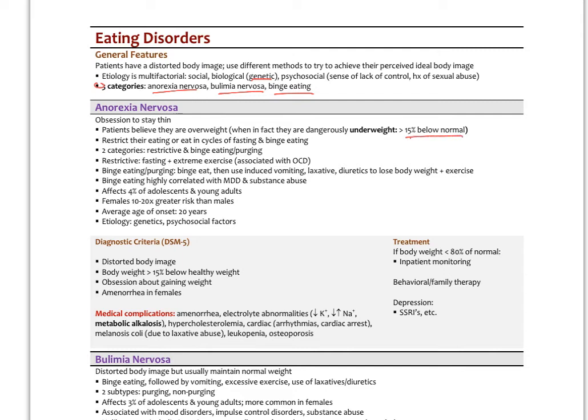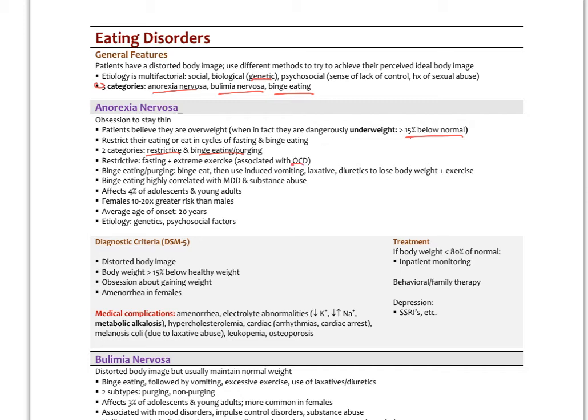That is often going to be accompanied by all sorts of physiologic changes, like in women, amenorrhea. That could be a significant sign of malnutrition and different vitamin deficiencies and so forth. They restrict their eating or eat in cycles of fasting and binge eating. And there's two categories. There's restrictive anorexia and binge eating purging anorexia. The restrictive is fasting plus extreme exercise, and that's associated usually with obsessive compulsive disorder.